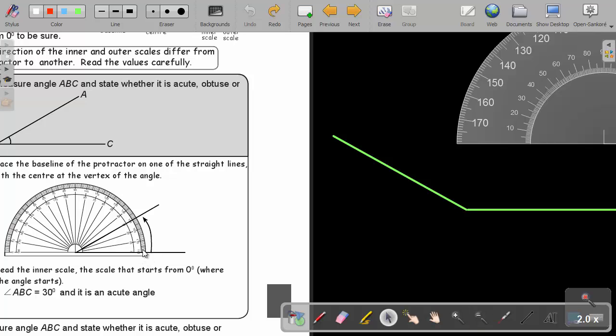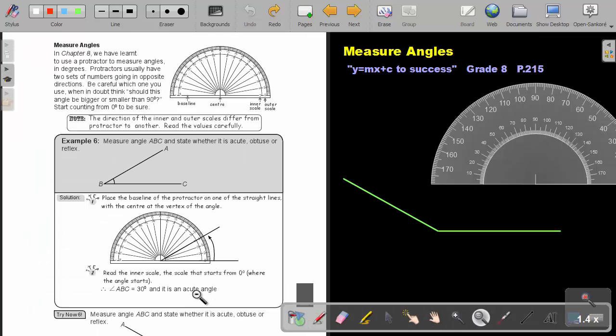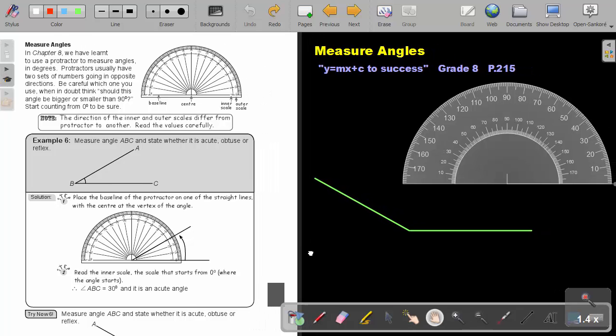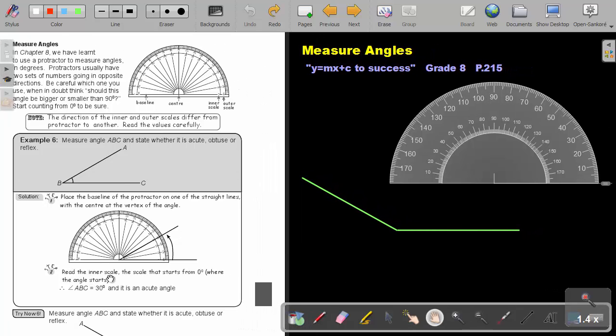I will now reduce it. So 0, and if you go up to there, it's exactly 30 degrees. So let's reduce it to normal size again. Okay, so read the inner scale, the scale that starts with 0, where the angle starts. So angle ABC will be exactly 30 degrees. And remember, if it's between 0 and 90 degrees, we call it an acute angle.